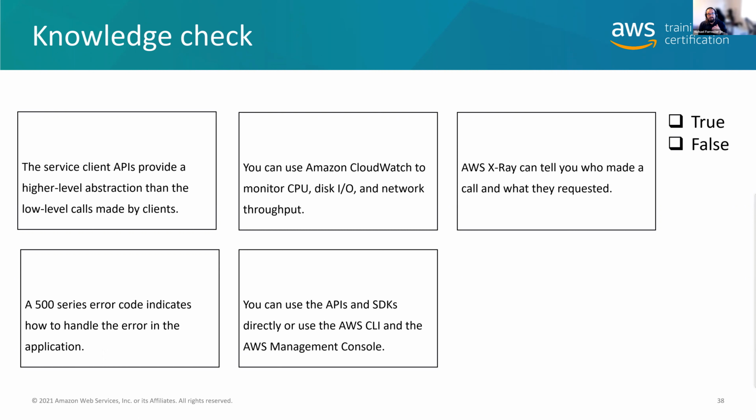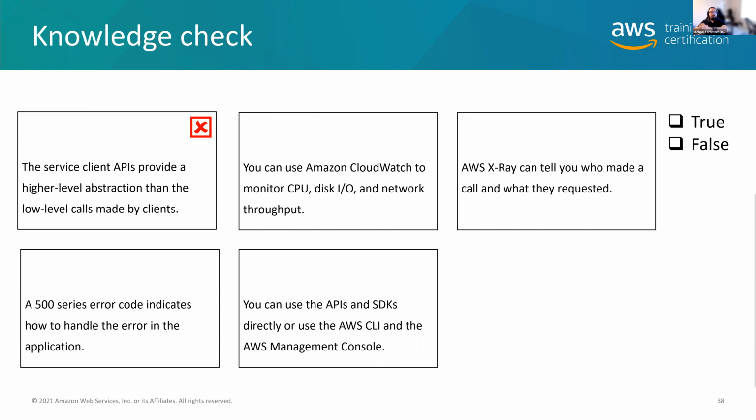Wow. Okay, good. Some of you were paying attention. I'm not even sure I was paying attention. No, I'm just kidding. So remember the resource calls, right? They're higher level. The service client is definitely not a higher level abstraction. So the resource APIs are going to provide a higher level abstraction than low level calls made by clients. So that's false. So dead on. Okay.